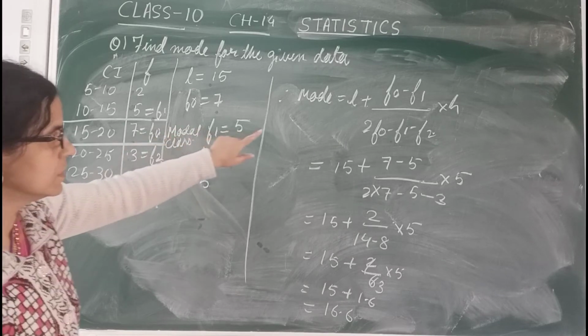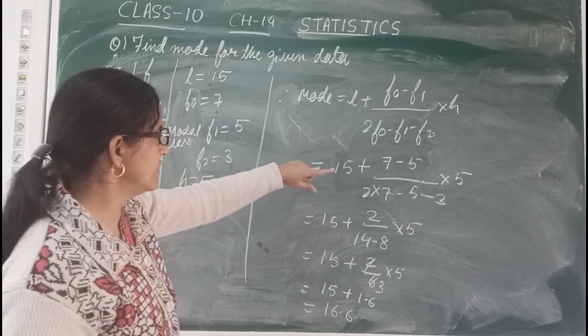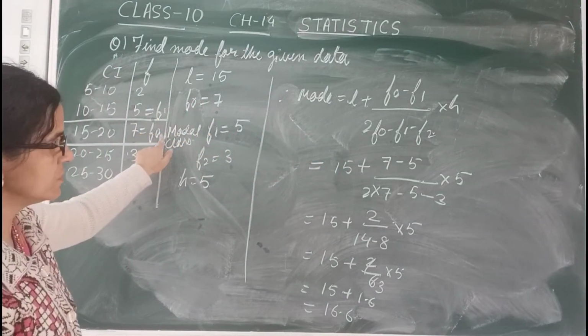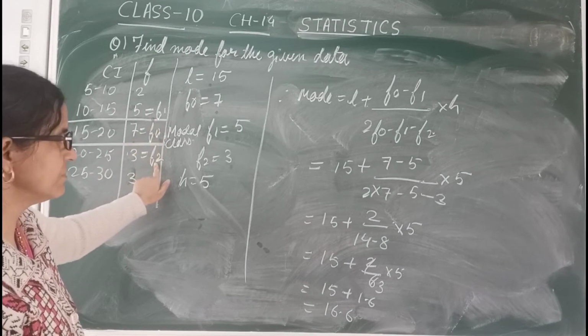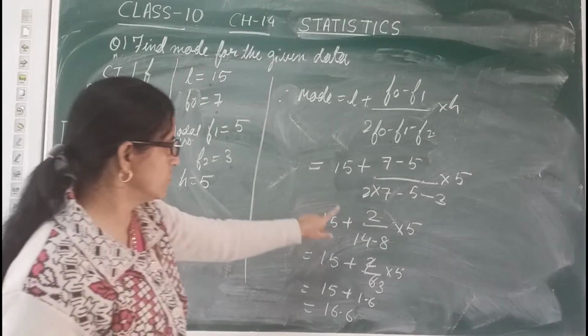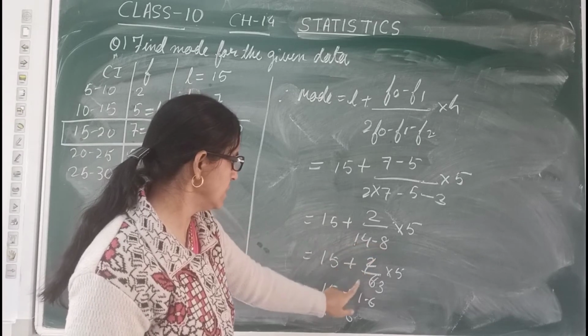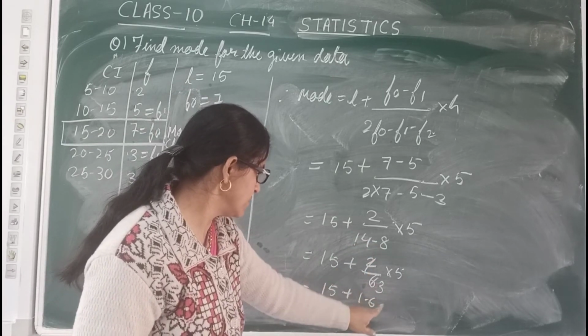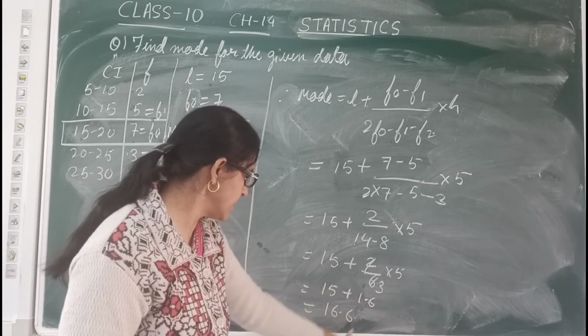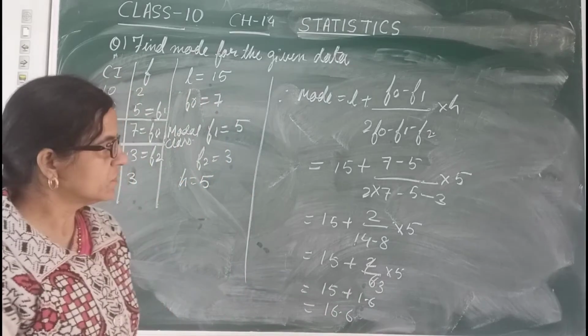Okay, so let us once check. F0, F1, okay, then twice F0 minus F1 minus F2, yes. So 15 plus 2 by 14 minus 8. So 2 by 6 into 5. So over here 1.6. So this is 1.6, yes. So this is the mode.